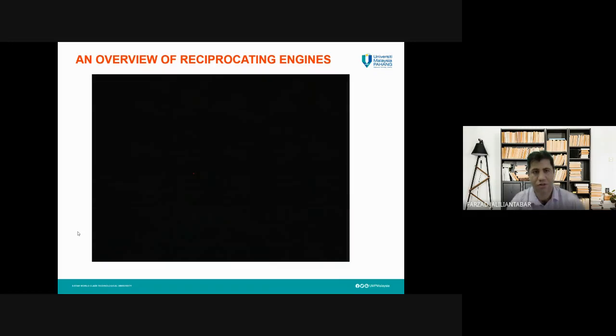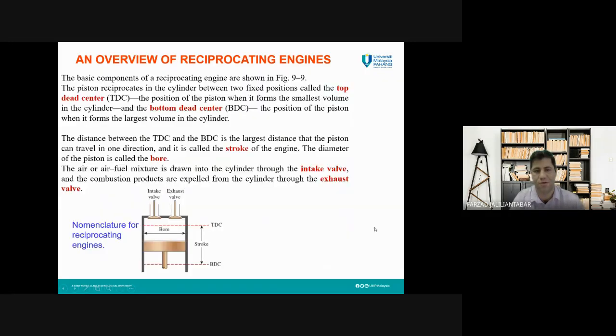Okay, that was a very short video showing how an internal combustion engine works. This type of engine we call an SI engine. Later I will tell you why we call them spark plug type engines, because we need a spark plug to start the combustion.